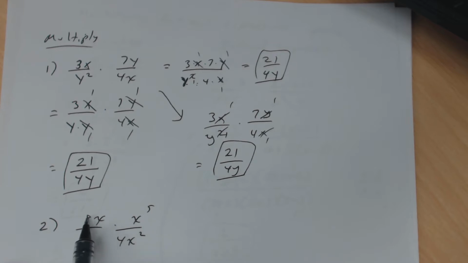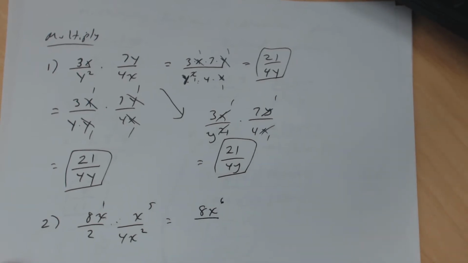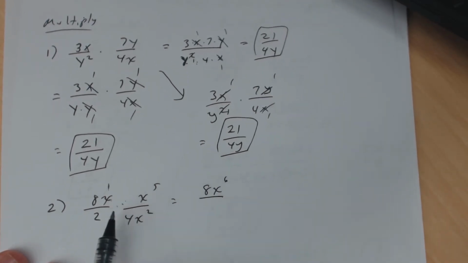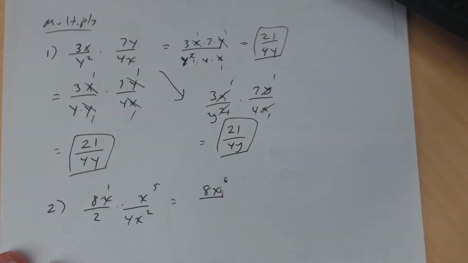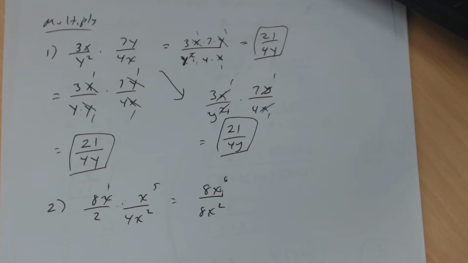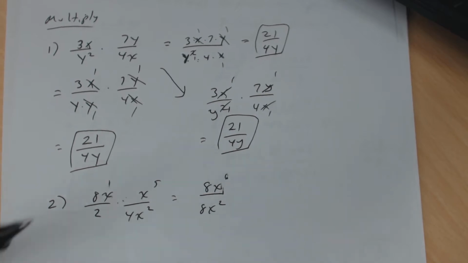So in other words, I have 8 times x to the 5th. Well, remember last semester, when you multiply like bases, you add exponents. So x to the 1st times x to the 5th is x to the 6th. I have 8x to the 6th. So it may be easier to write this as one fraction. And then over here, 2 times 4 times x squared is 8x squared. Okay? And now look how much easier this becomes just by rewriting it like this.